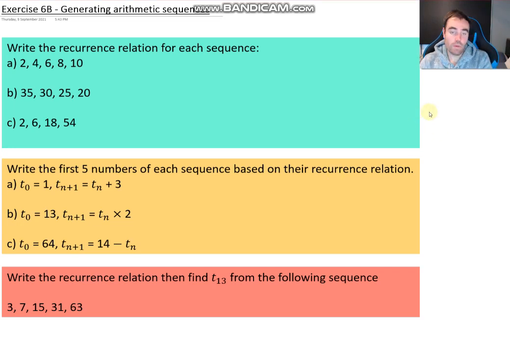Hey Year 11s, welcome to the video on today's lesson, which is generating arithmetic sequences and recurrence relations. So we're going to cover what recurrence relations are, what the rule is, how to find it, and how to write a sequence using the rule.